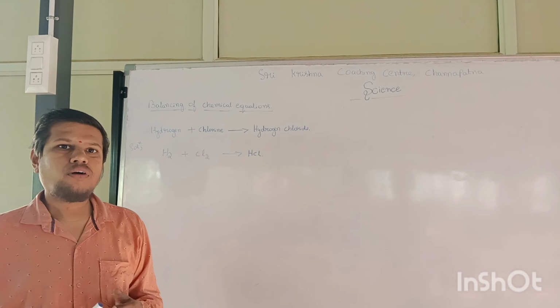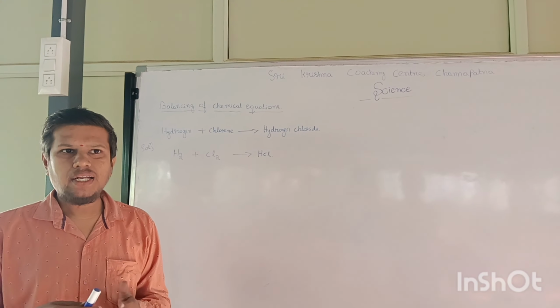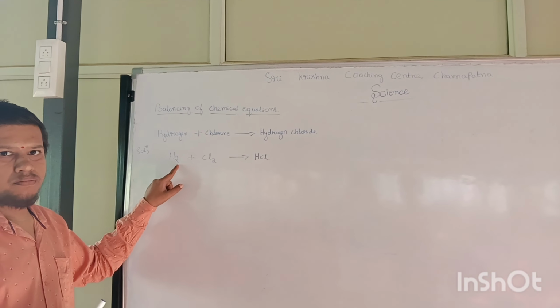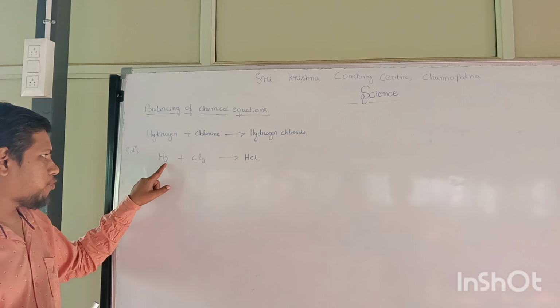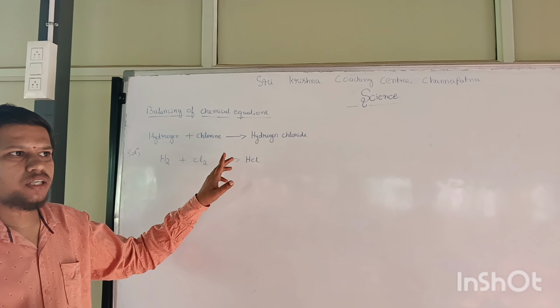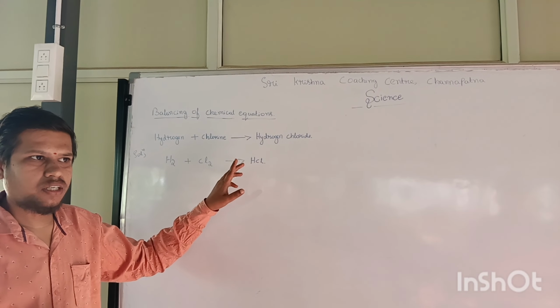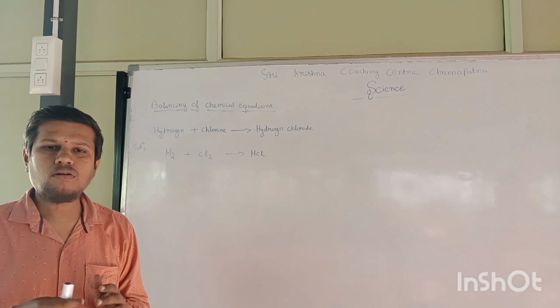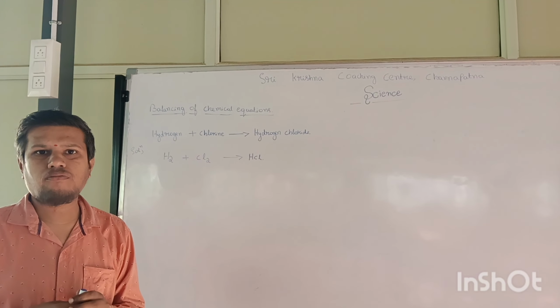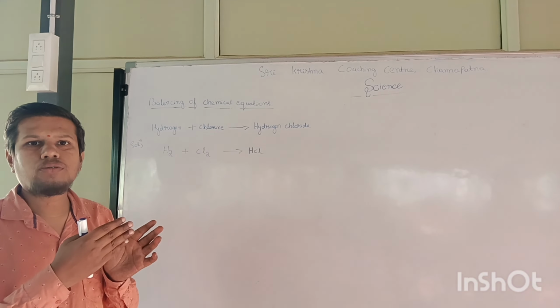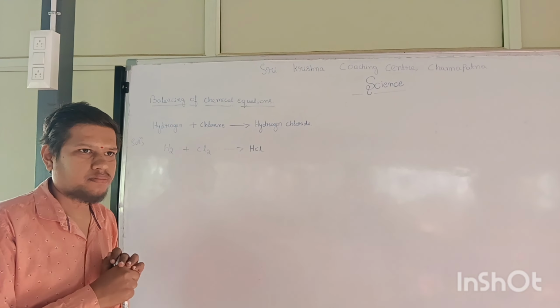First, we have to know what is balancing. Balancing of a chemical equation means that for each element, the number of atoms before the reaction should be equal to the number of atoms after the reaction. That is called balancing of masses. According to the law of conservation of mass, the atoms for each element should be equal on both sides.